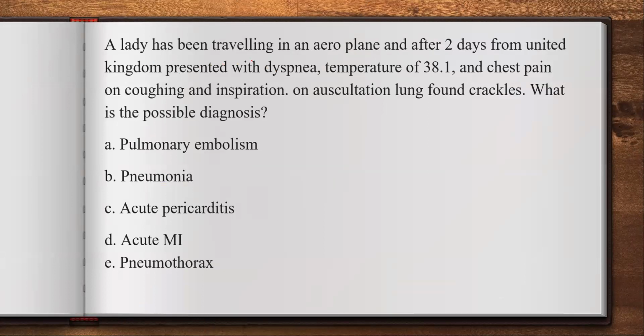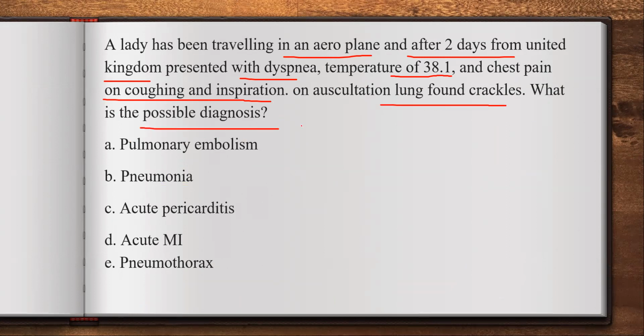I think we already discussed this one. A lady has been traveling in an aeroplane, after 2 days from the United Kingdom, presented with dyspnea, fever of 38.1, chest pain on coughing and on inspiration, and on auscultation you found crackles. What's your diagnosis? Again, same thing: fever, dyspnea, pleuritic chest pain, also crackles, all goes with pneumonia, even though there is a traveling history.